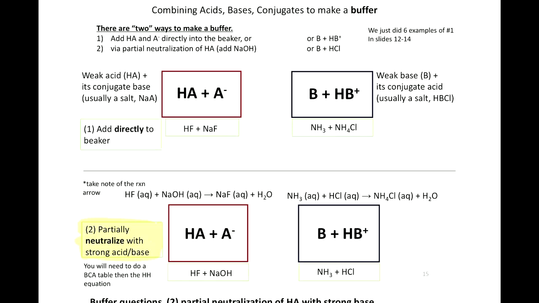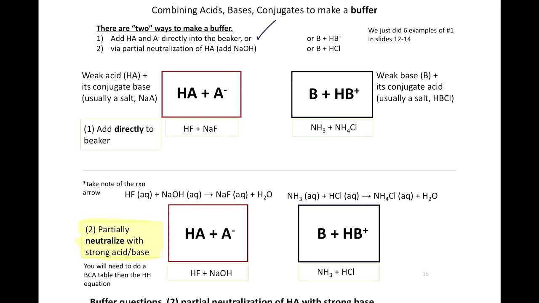But there's another way you can make a buffer, and this one's a little bit more complicated because it requires a BCA table, but you achieve the same thing in the end. You achieve having acid and conjugate base present in very large quantities. We've already done 6 examples of the first way to make a buffer. I just tell you how much acetic acid and sodium acetate you have, and you plug B over A, that's it.